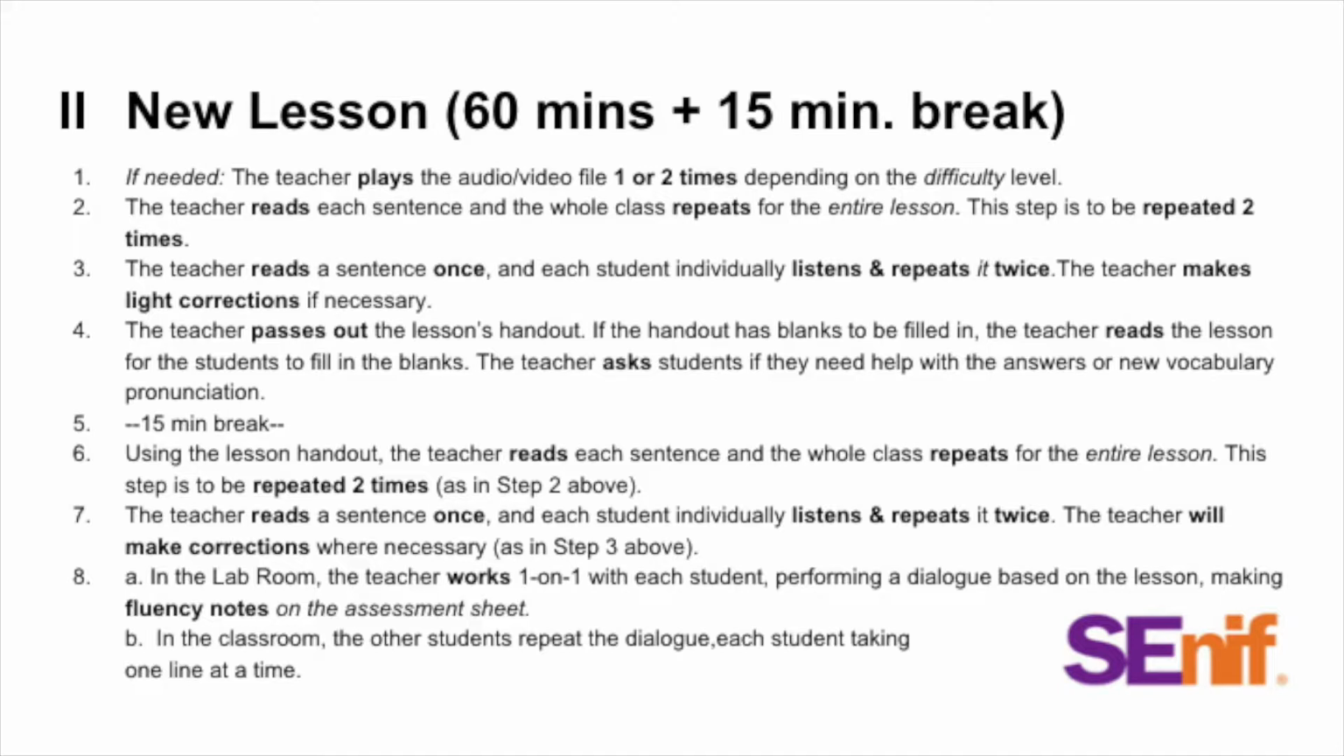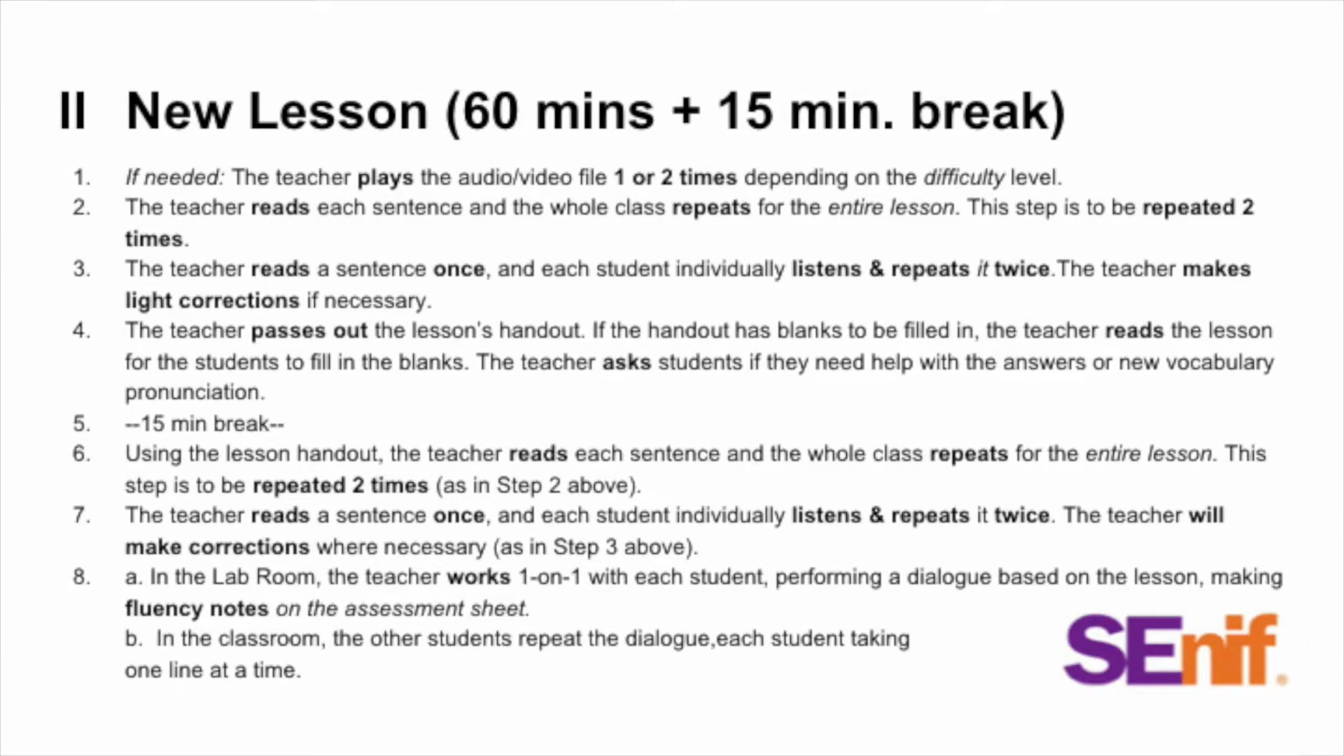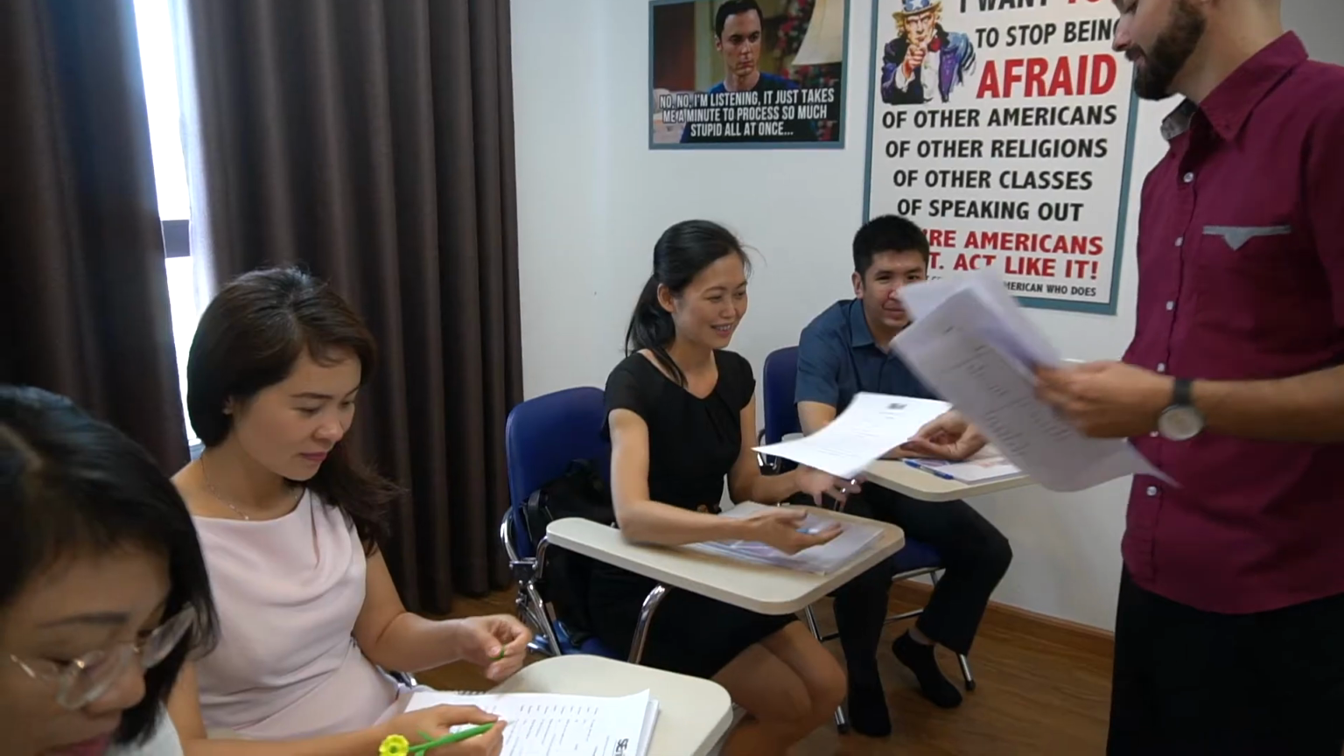Next, the teacher reads the transcript of the recording 1 phrase at a time, after which all of the students together repeat the phrase twice. This read-repeat step is done for 2 complete rounds. After the 2 rounds of read-repeat is done, the teacher now does a read-repeat for each phrase in the transcript with each student individually, offering light corrections where needed.